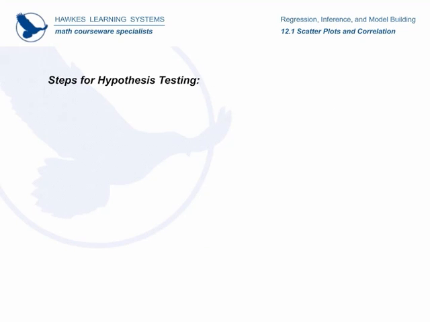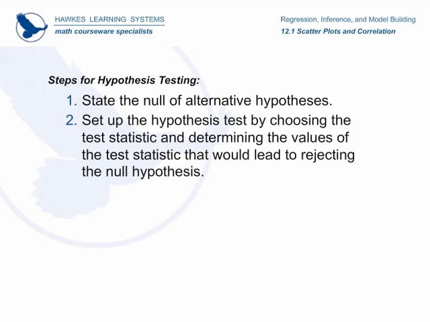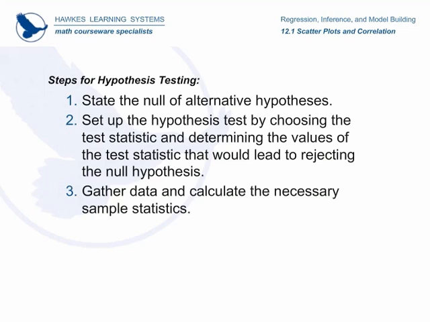So what are the steps for hypothesis testing? Number 1, state the null and alternative hypothesis. Number 2, set up the hypothesis test by choosing the test statistic and then determining the values of the test statistic that would lead to rejecting the null hypothesis. Number 3, we gather the data and calculate the necessary sample statistics. Number 4, we draw our conclusion. 4 steps.